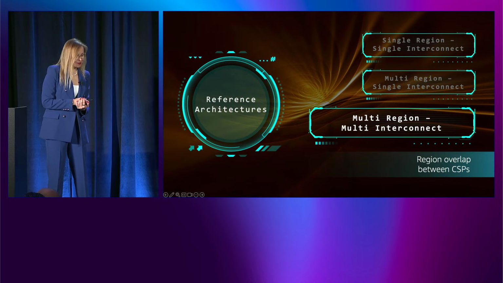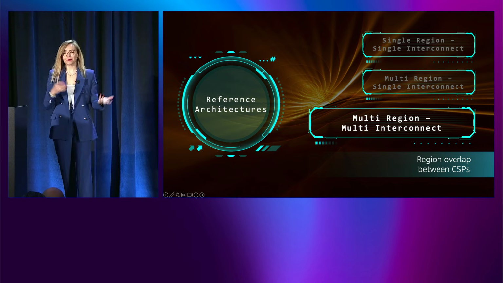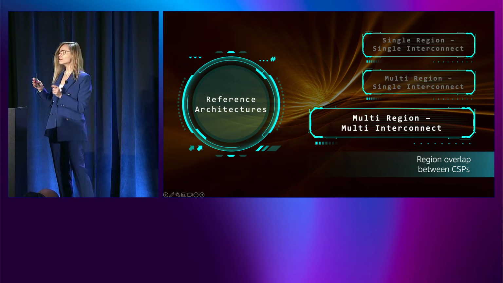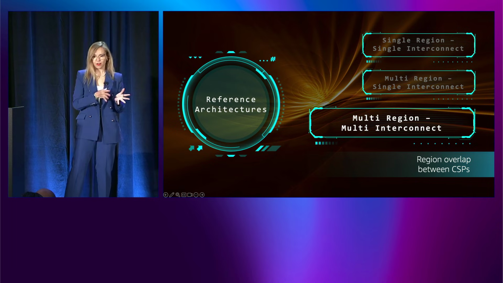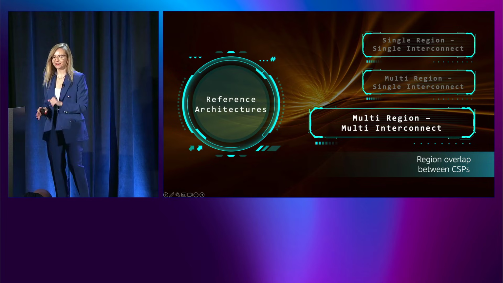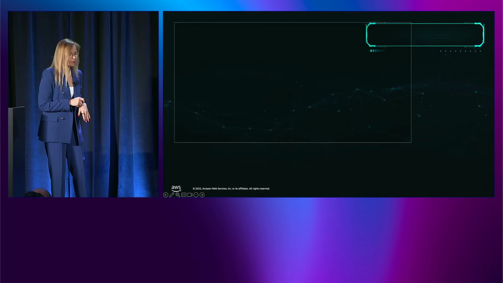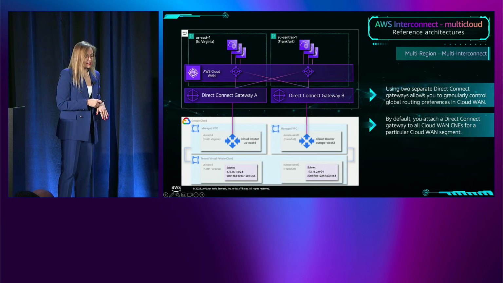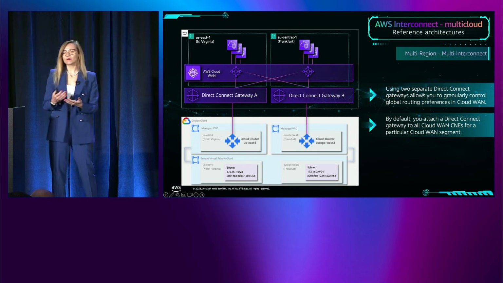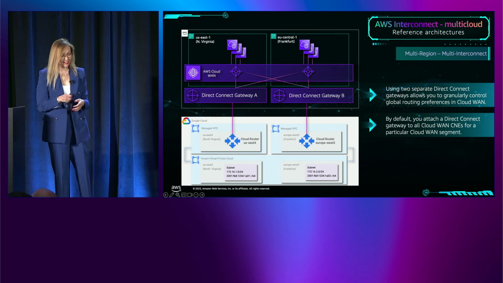Now, the most interesting one is when you have multiple regions and you have multiple interconnects. Option number one here is where you have full region overlap between AWS and Google Cloud. So let's say you deploy in AWS in Virginia, you deploy in Google Cloud in Virginia, you deploy in AWS in Europe, you have Google Cloud in Europe. Now, this is a scenario that's pretty straightforward, pretty common. However, you may grow into a place where not all regions overlap, and we're going to look at that next.